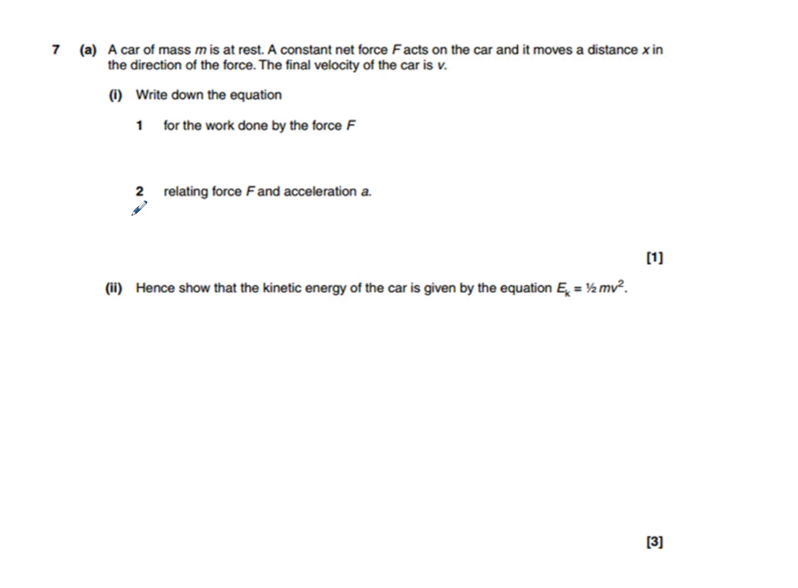Okay, so we're now on to question 7. It says part A, a car of mass m is at rest. A constant net force acts on the car and moves it a distance x in the direction of the force. The final velocity of the car is v. Write down equation 1 for the work done by the force.